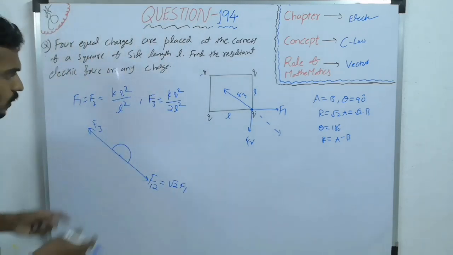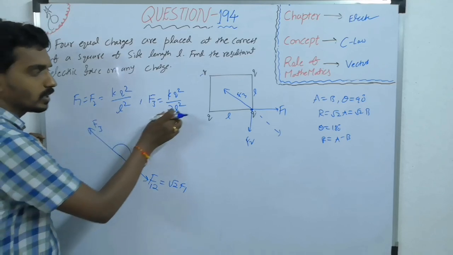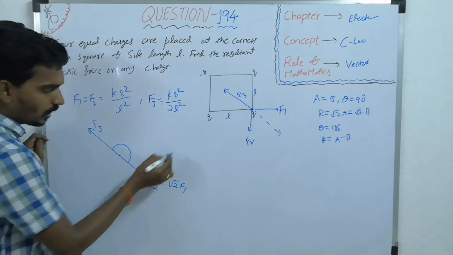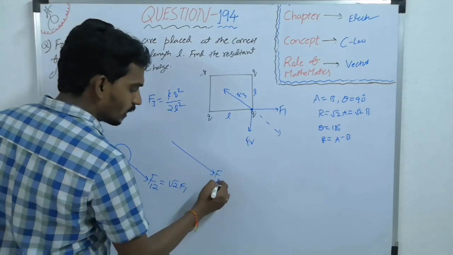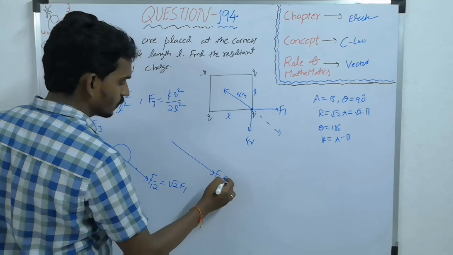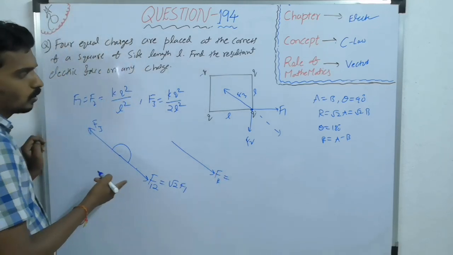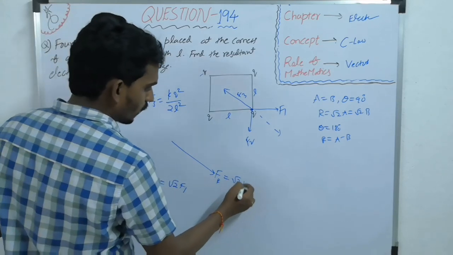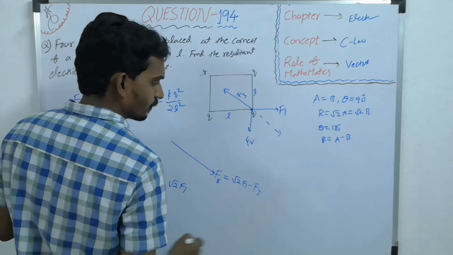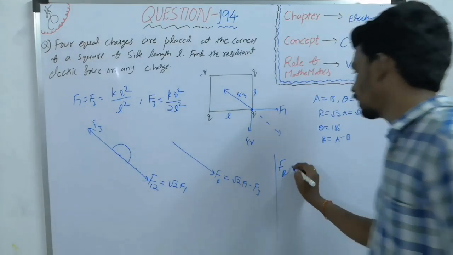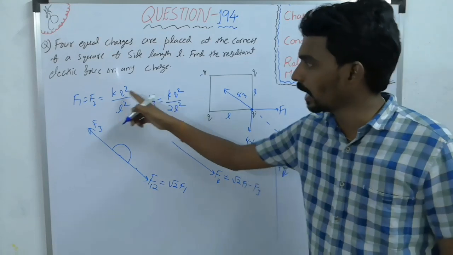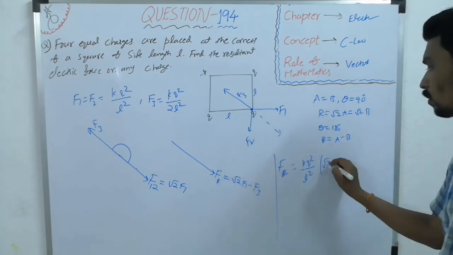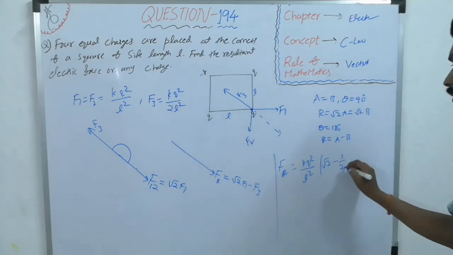Greater minus smaller. Now which one is greater? This is by L square, this is by 2L square. So F1 is greater than F3, so that the resultant will be downward. What will the resultant become then? So this is root 2. So that root 2 F1 minus F3, that is the resultant force. In F1 and F3, K Q square by L square is common, take it common, into here root 2 minus here 1 by 2.